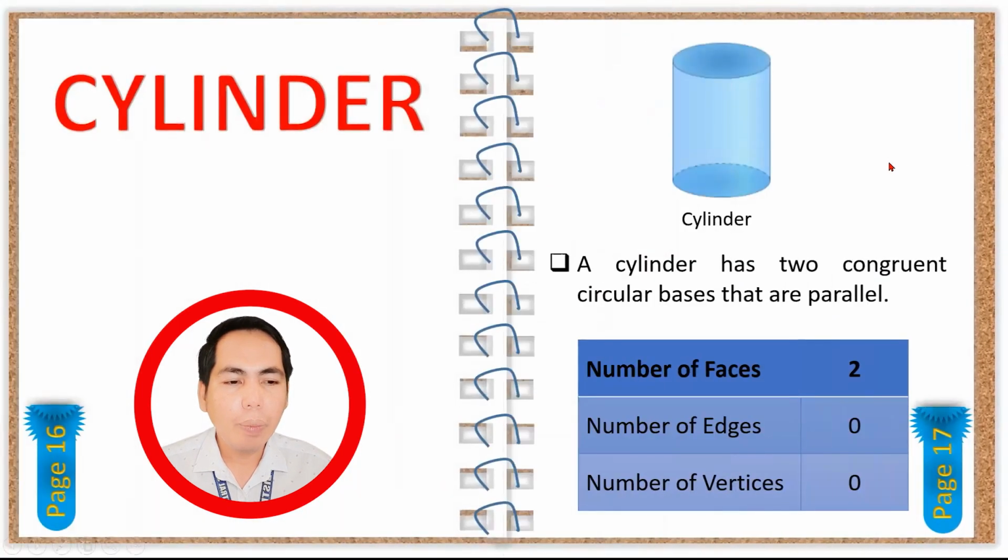Now, how about the cylinder? We have here a cylinder. A cylinder has 2 congruent circular bases that are parallel. So, the bases of this cylinder are circular in shape. And these 2 bases are also the faces of this cylinder. So, that's why a cylinder has 2 faces but 0 edges and 0 vertices.